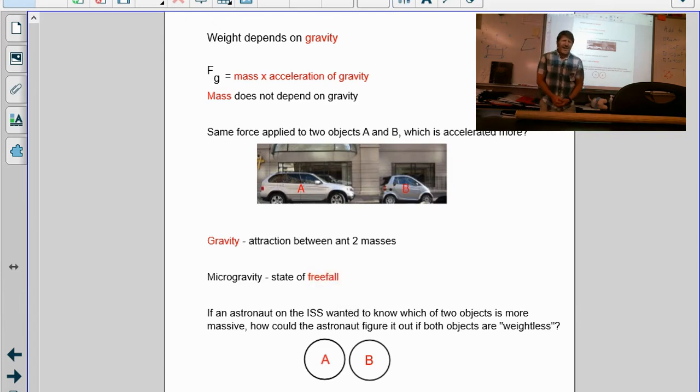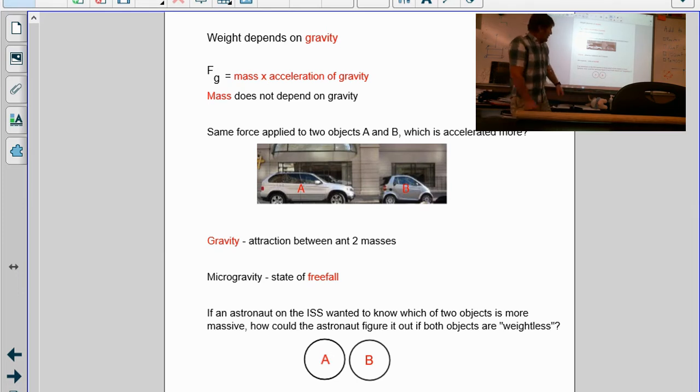But then you say, well, the astronauts are not falling. They are actually falling. They're going in a circle, and they're constantly falling towards the Earth. It's just that they're moving so fast sideways that as they fall, they go around the Earth. It's a really hard thing to understand, but they are falling around the Earth. Okay? So microgravity is a state of free fall.